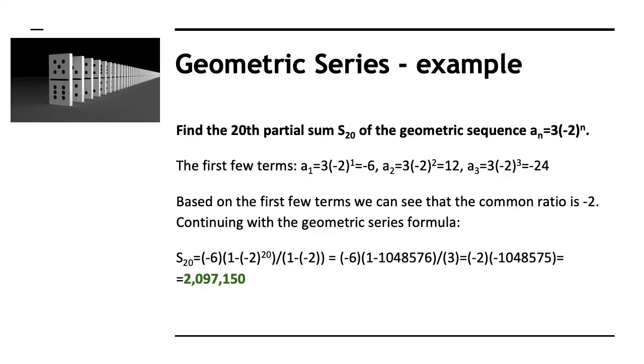Let's try an example to demonstrate how to put this formula into action. First, it's a good idea to find the values of the variables we need to make the formula workable. Namely, a sub 1, and the common ratio. Knowing that we want to find the 20th partial sum, it's just a matter of plugging these values into the formula and solving. When we do, we get a final solution of 2,097,150, which is the sum of the first 20 terms in the geometric sequence.